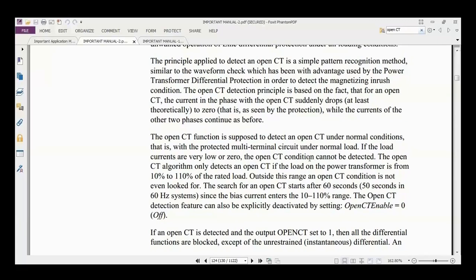The OpenCT condition cannot be detected. It means it must be under low condition. The OpenCT algorithm only detects an OpenCT if the load on the power transformer is from 10% of the rated load.